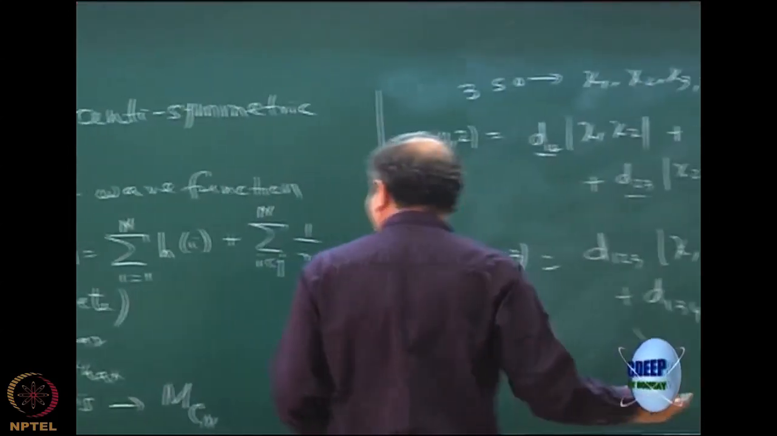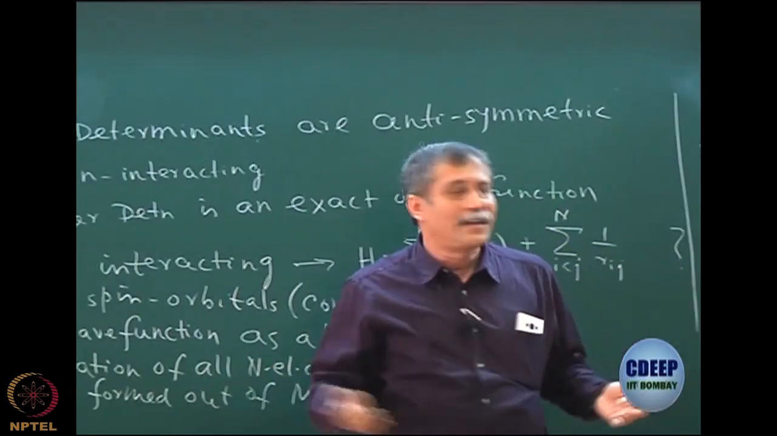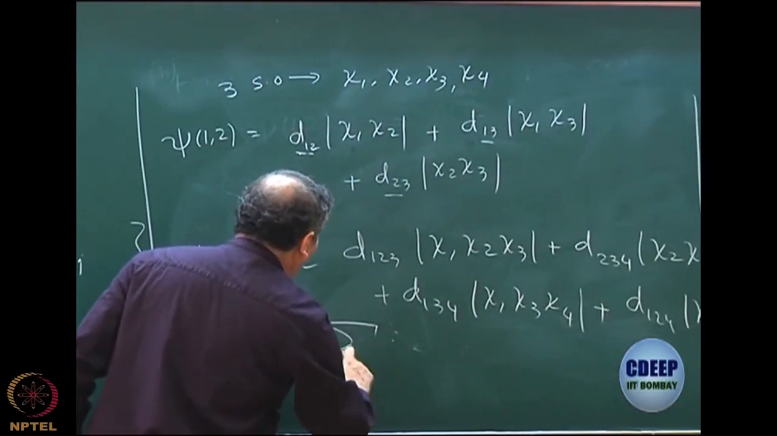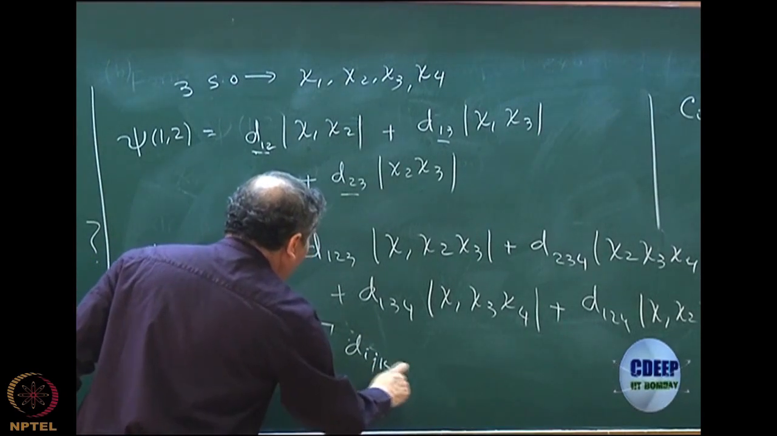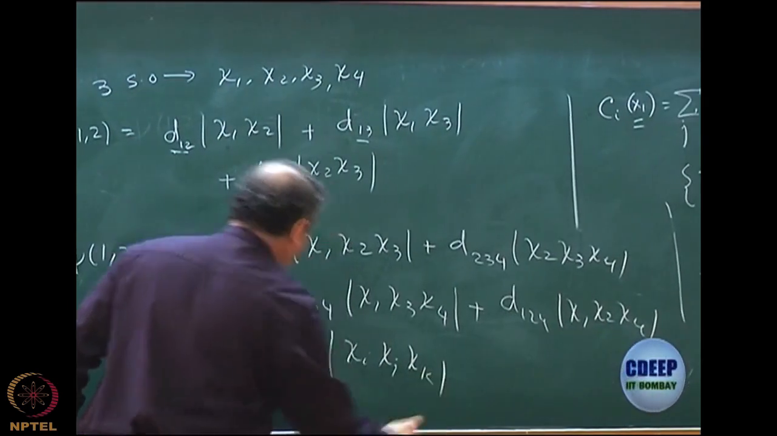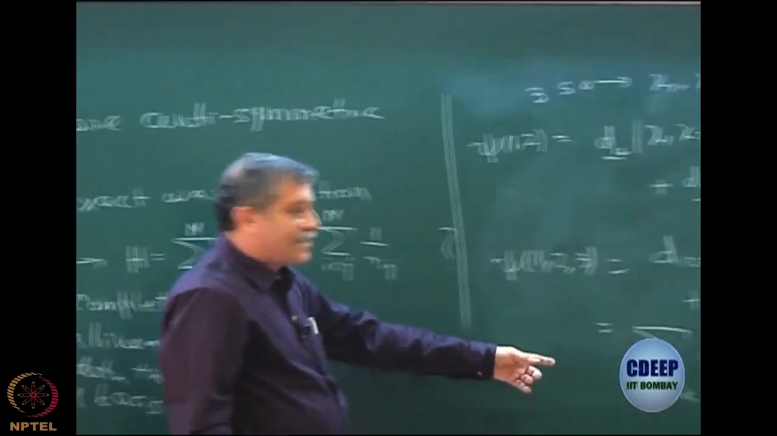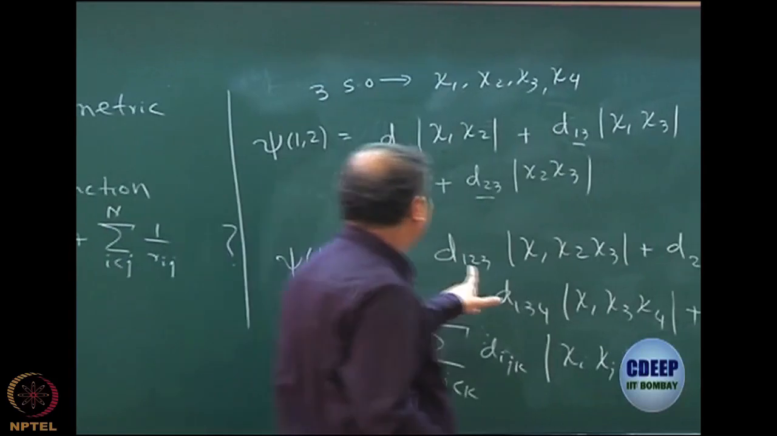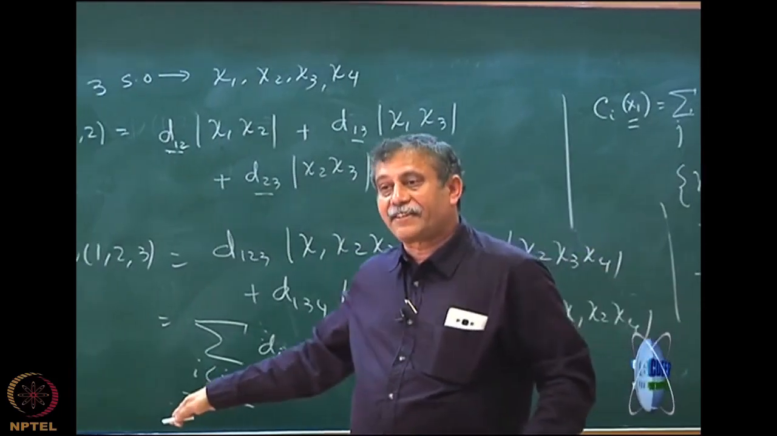Once I made the point that it's a combination of all n electron determinants, it means all mCn, you write these coefficients in some way. So I will again write exactly in the form that I wrote, i less than j less than k, D i j k, and chi i chi j chi k. Okay. So I am summing over all i j k, but i must be less than j, which must be less than k. So I am ordering them. This ordering ensures that I get only mC3.